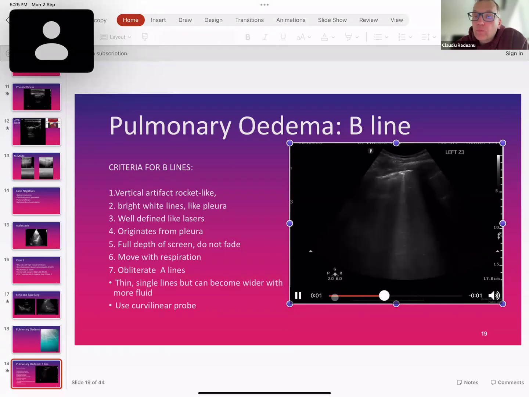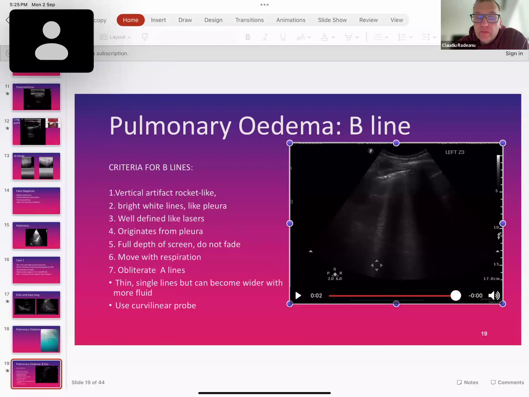Okay. And they get wider, they come from the pleura and they fill up the whole screen. Okay, they're like lasers. And they don't fade. So they don't lose with the depth, they don't lose the contrast. They move with the respiration. Okay, and we talked about A-lines.